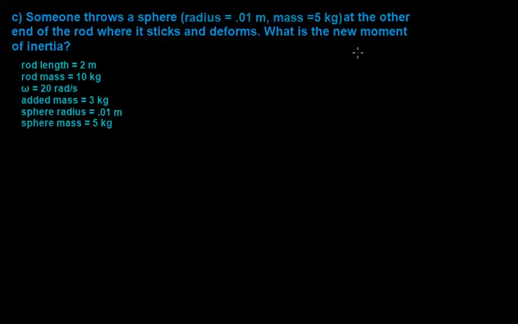So we're not being asked for the rotational kinetic energy anymore. We're just being asked for our new moment of inertia. Because if we wanted to calculate the rotational kinetic energy, we now have 3 objects in our system that we would have to consider, and it would all be one big jumbled mess. So we're just being asked for the moment of inertia of our rod plus our mass plus this new deformed sphere that has been thrown and has stuck to our rod.